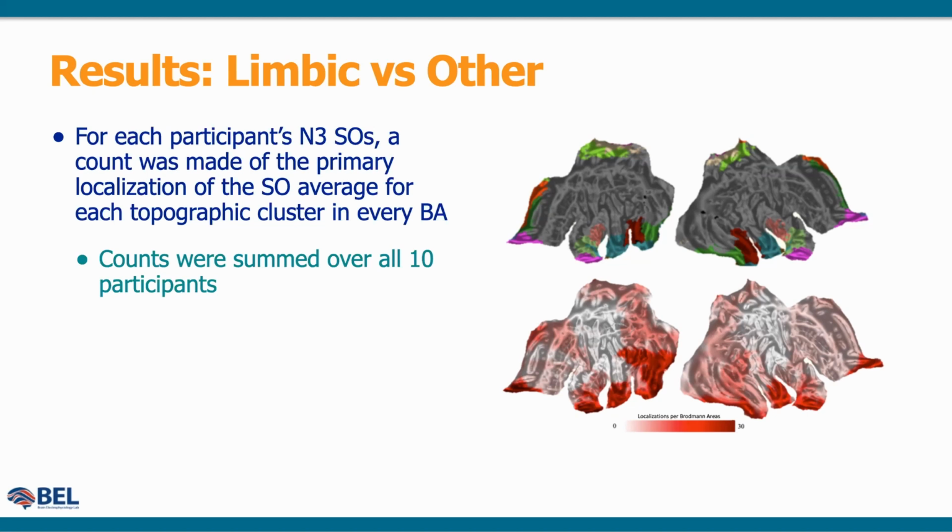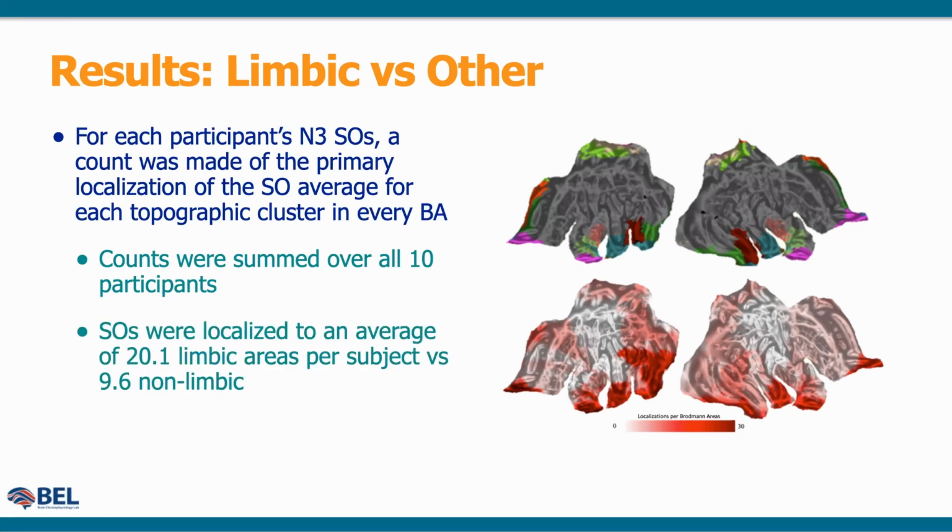So this is only using the most dominant source. This is literally like the top 1% of activity for each participant and each SO. And they were localized to an average of 20.1 limbic areas per subject versus 9.6 non-limbic areas. And also understand that if this were a frontal source, you would see higher non-limbic areas. And this particular result was significant using just a simple t-test.